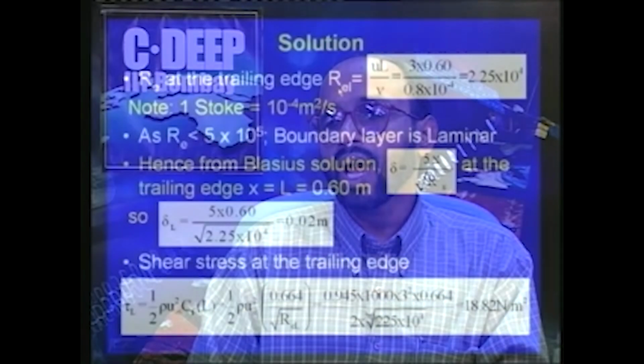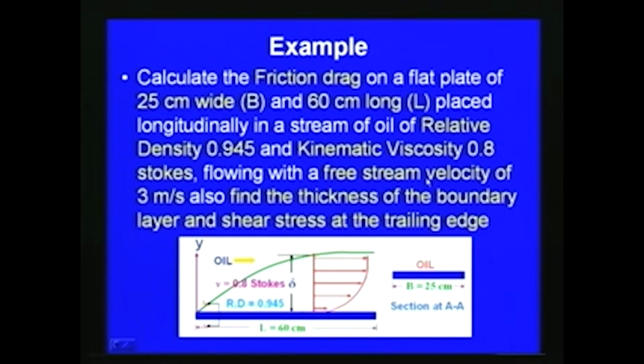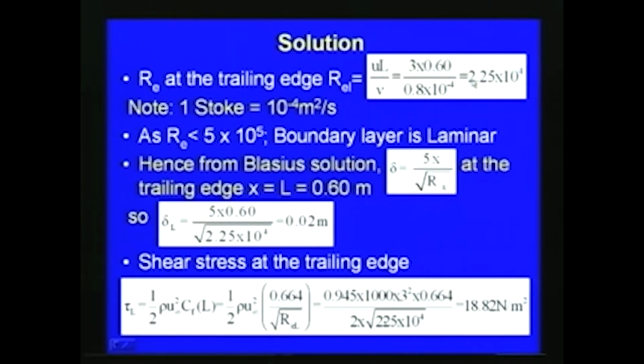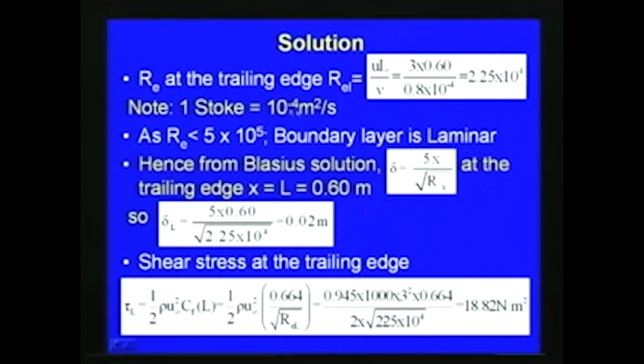So, for this problem the Reynolds number at the trailing edge, Re_L, is equal to U L by nu. So, 3 into 0.6 by 0.8 into 10 to the power minus 4, since here 0.8 stokes is the kinematic viscosity. So, this is equal to 2.25 into 10 to the power 4. So, the Reynolds number at the trailing edge of the plate is 2.25 into 10 to the power 4. Here you can see that 1 stoke is equal to 10 to the power minus 4 meters square per second.